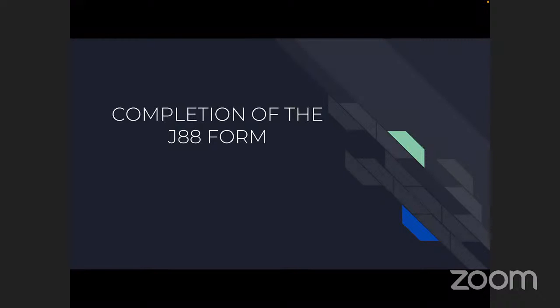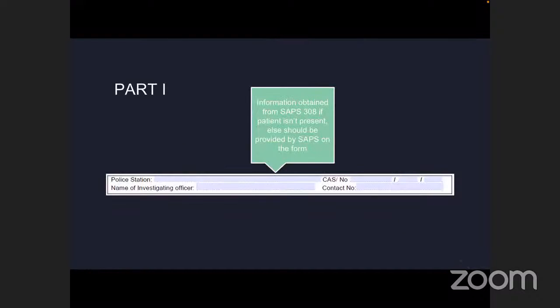So one of the important things we noted when looking at the J88 forms is that even though most of us have all had lots of lectures and teaching on how to complete the J88 form, when it actually sits in front of you, it's quite difficult to fill it out. So we're going to break it down into the parts of the J88 form so that at each part, everyone understands what we're going through.